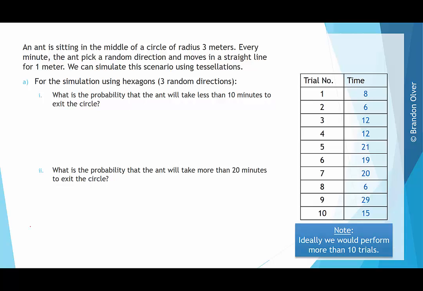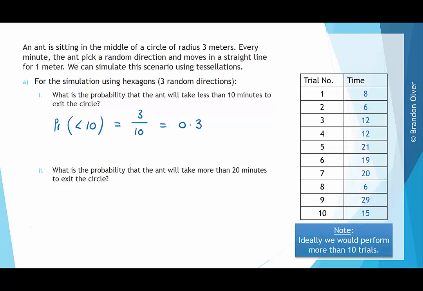What we need to do is look at all of the trials that resulted in a time of less than 10 minutes. We had an 8, a 6, and another 6 down here, and these are all the ones that are less than 10 minutes. So the probability that the time is less than 10 minutes is equal to 3 outcomes over 10 trials, which is 0.3 as an exact decimal.